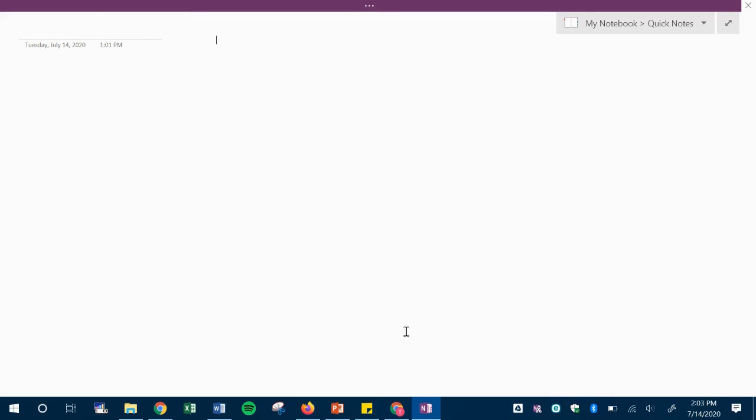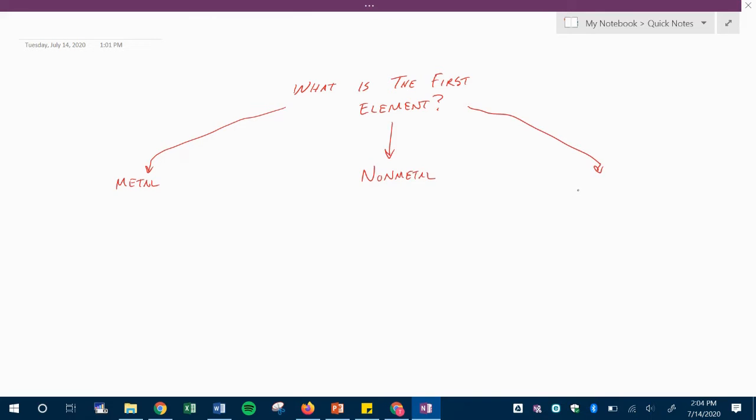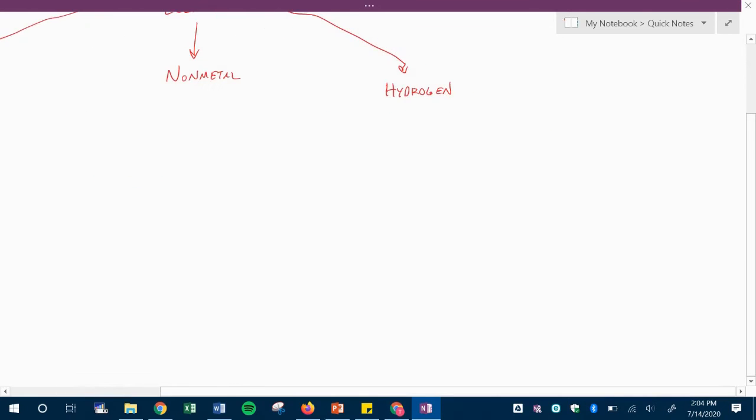And so the big thing is you ask yourself the question, what is the first element? And so that's the first big idea. Now, after that, you basically have three options. It could be a metal, it could be a nonmetal, or the last option, it could be hydrogen. So those are the three possible options for the first element.